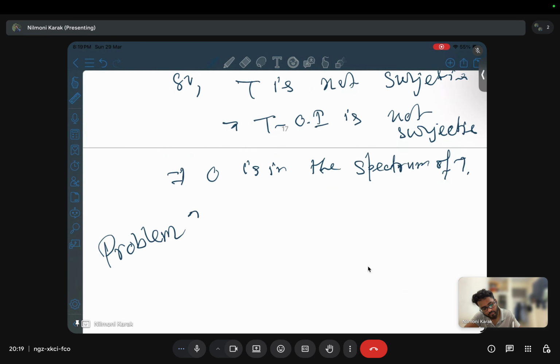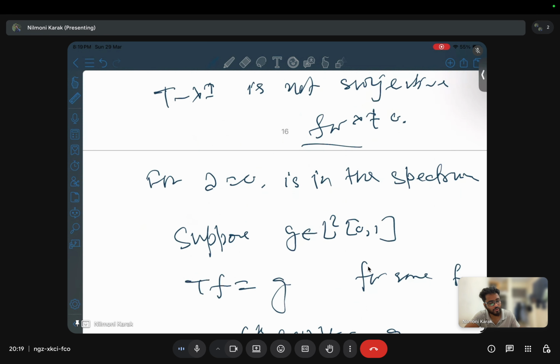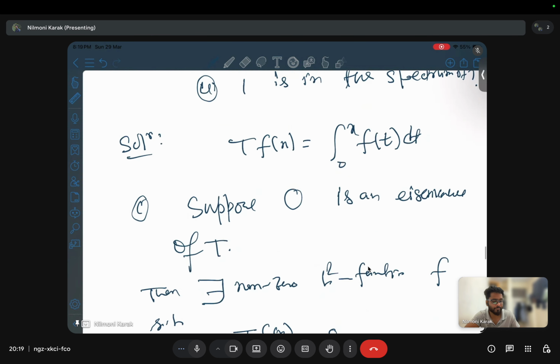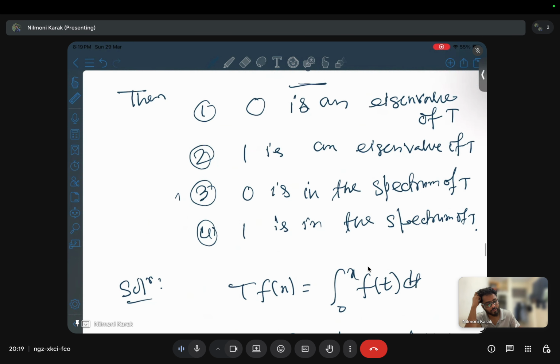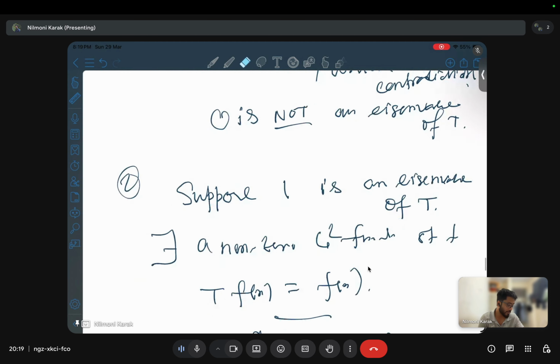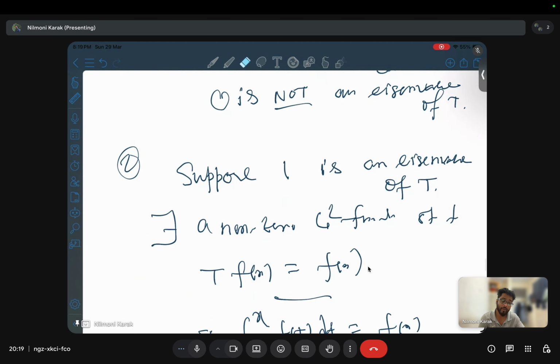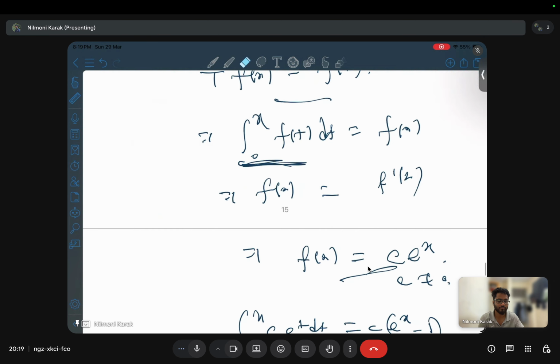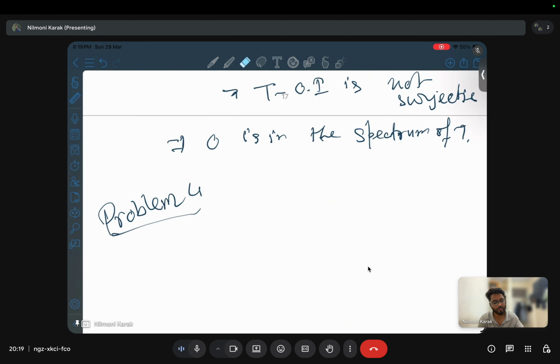Problem 4. So 0 is the only element of the spectrum. The spectrum set is basically a singleton set which contains 0. Okay, and for a Hilbert space, the spectrum set is always non-empty. But this is an example where the spectrum set is a singleton. This is a very special example.